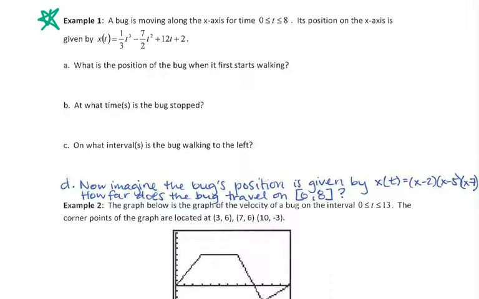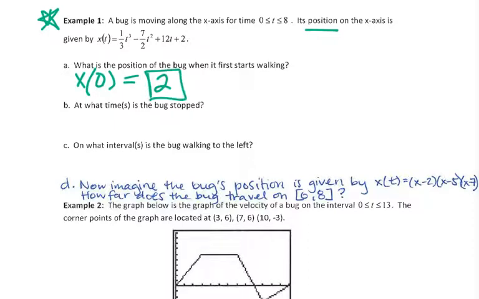So taking a look at number 1, we are looking at a particle motion problem where you're given the position. So many of our problems in the past have been given velocity or acceleration, but this one is about position. So what is the position of the bug when it first starts walking? Well, that's asking for the initial position, so at time equals 0. When we plug 0 in, we end up with 2. There aren't any units provided in the problem, so we can just say 2.